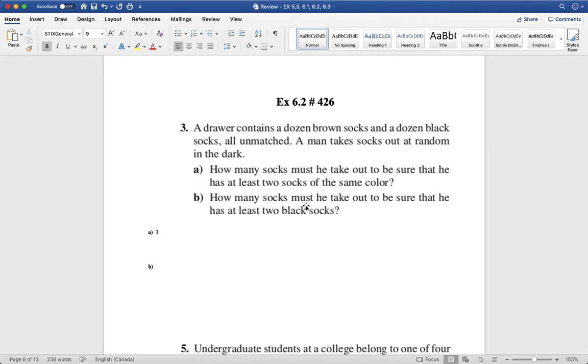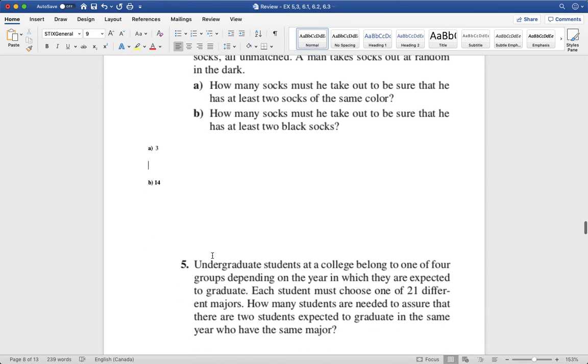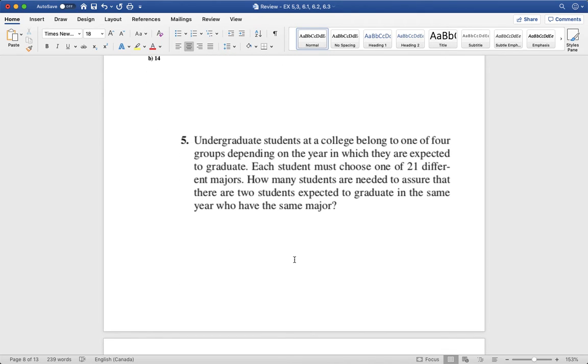How many socks must he take out to be sure that he has at least 2 black socks? So here we have a dozen brown socks, right? So after he has taken a dozen brown socks, that'll be 12. 12 plus 2, so that'll be 14. So after 14, he will basically have at least 2 black socks. Okay, let's move on to the next one.